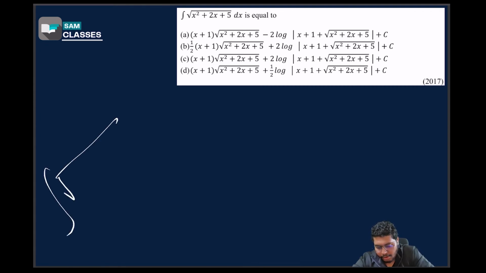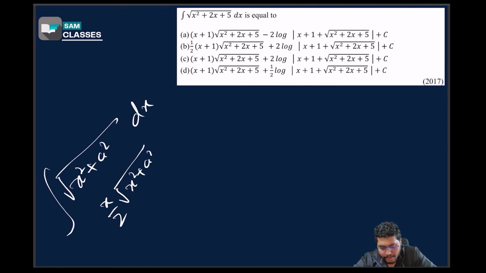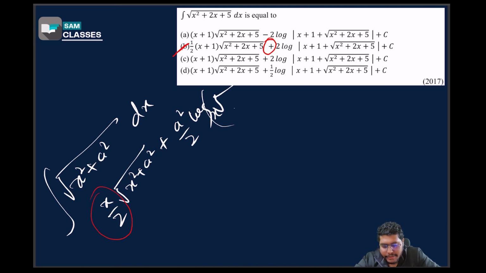Integration of root under of x square plus a square dx. What is this formula? So the formula is x by 2, correct? Root under of x square plus a square, plus what? Plus a square by 2 log of root under of x plus root under of this, correct? So first thing is, before the log there is a plus, and before the root term there is a half. See, only option B satisfies that. I don't have to solve it also. If I remember the formula, I can just guess it.